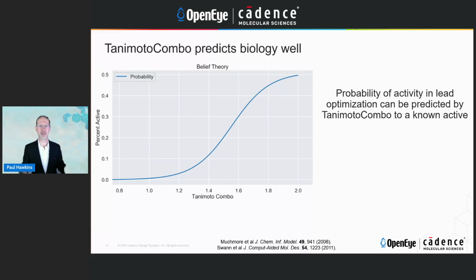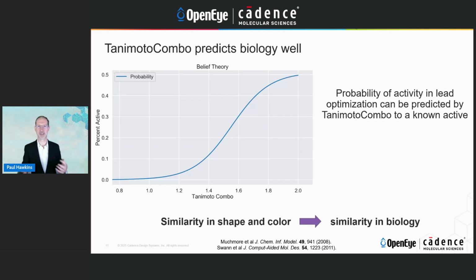And we have this rather beautiful and I think intuitively satisfying sigmoidal relationship showing that as Tanimoto combo between the query molecule with activity and the new molecule rises in a lead optimization context, higher and higher probability that the new molecule shares biology with the existing molecule. So this leads us to a larger principle, which I'm going to show several times in the rest of the talk, that similarity in shape and color is indicative of similarity in biology in a number of different contexts.